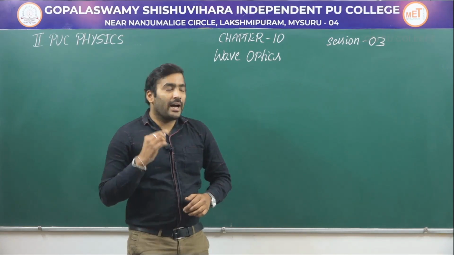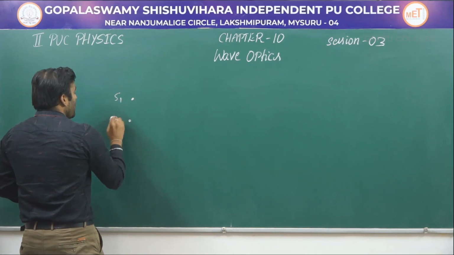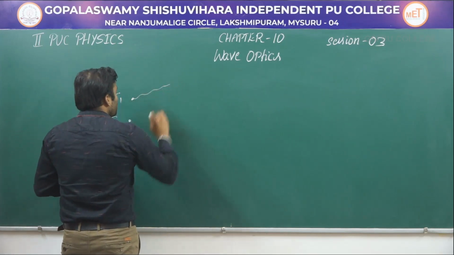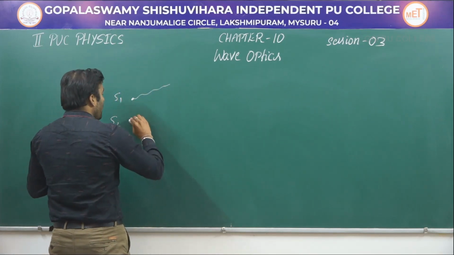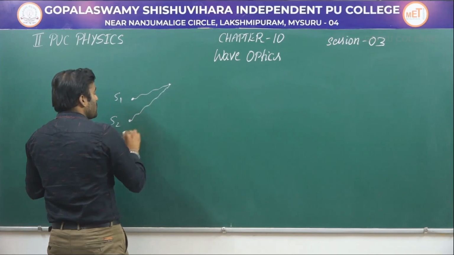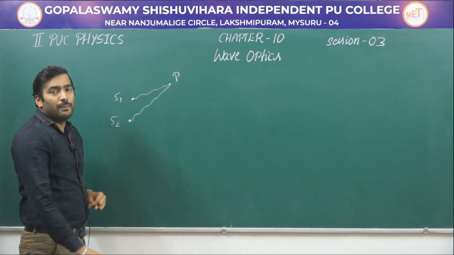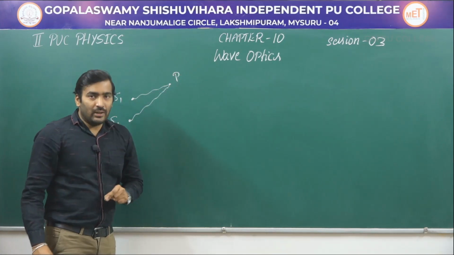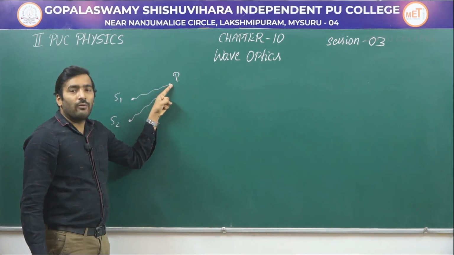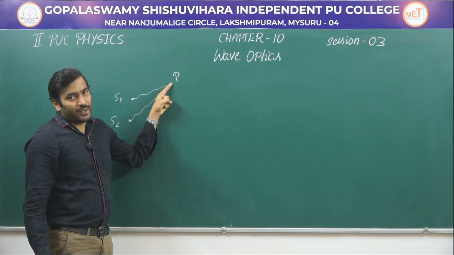There, we learned that if we have two coherent sources of light, S1 and S2, which are emitting light, and suppose this is a wave emitted by the source S1 and this is a wave emitted by the source S2, and if these two waves interfere at point P due to constructive interference, what happens to point P? The light energy is going to have more brightness here, which is because of the constructive interference.